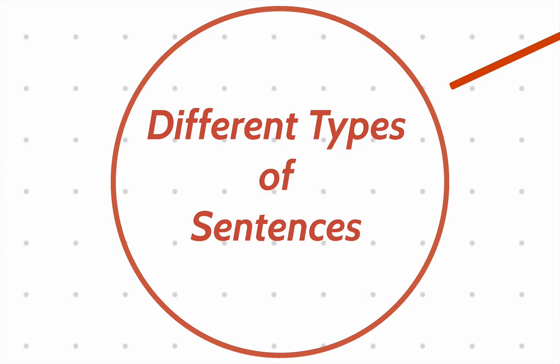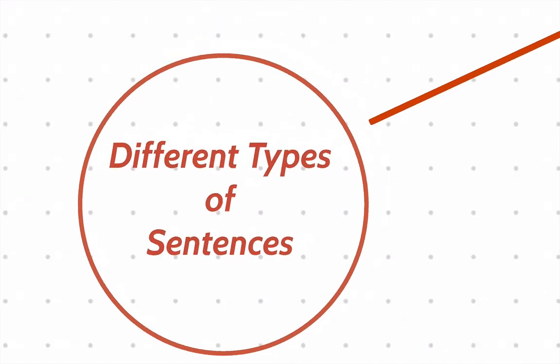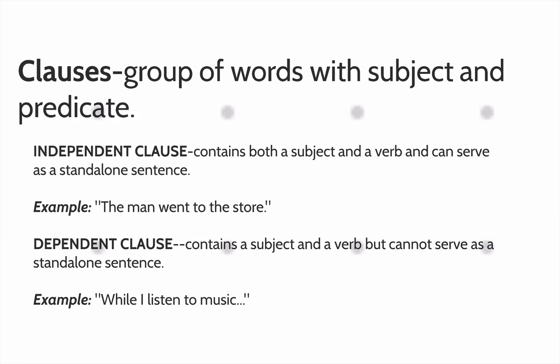In order to talk about that, we have to first define the different types of sentences, and there are 4. But before we go into the different types of sentences, we have to define some basic terminology, which helps us understand those differences. The first is clauses, right? Clauses are just groups of words with a subject and a predicate. They can be sentences, but they don't necessarily have to be.